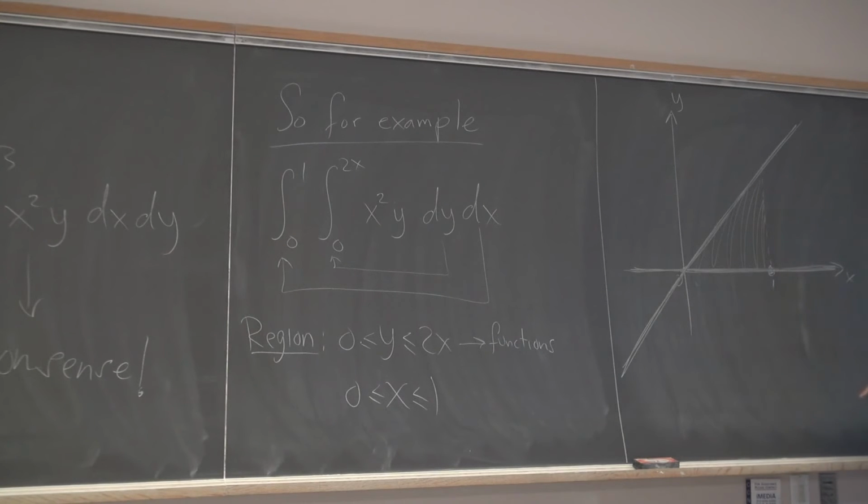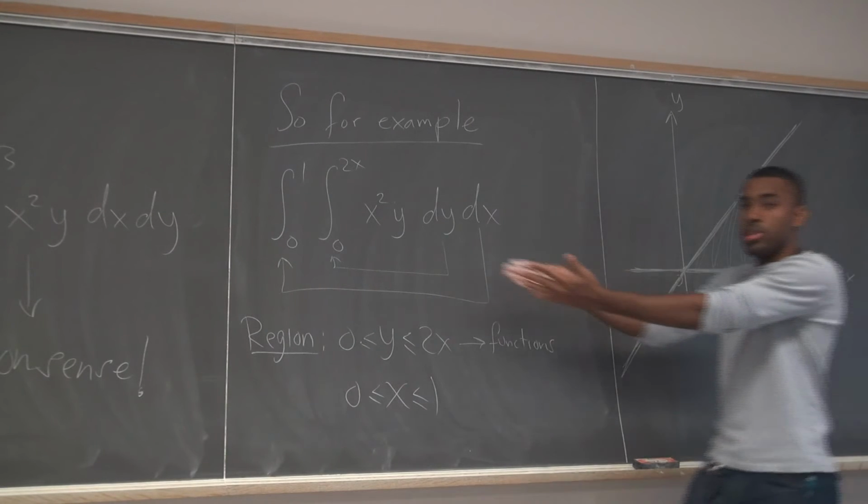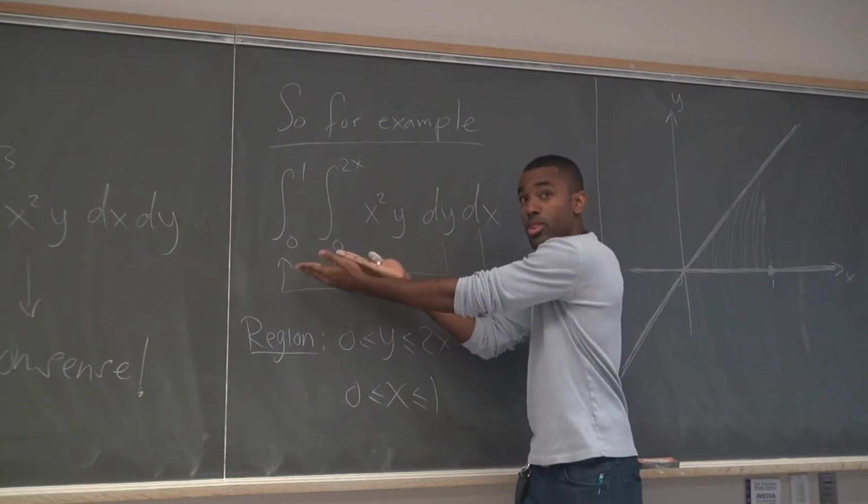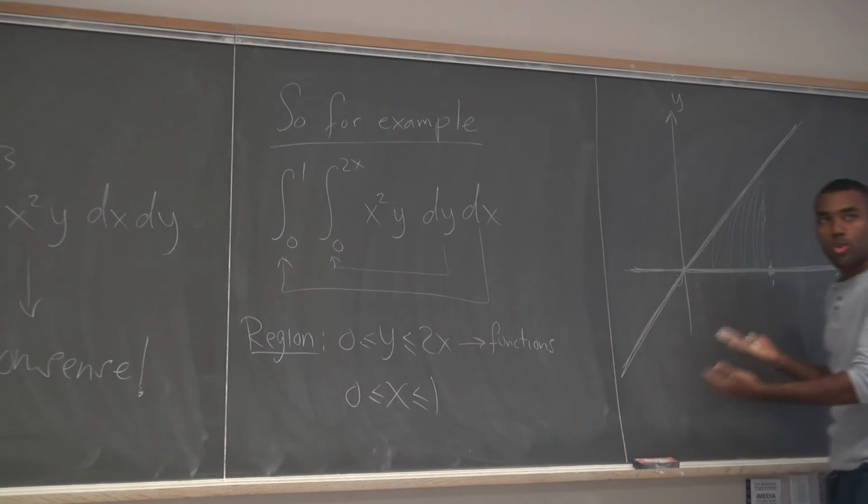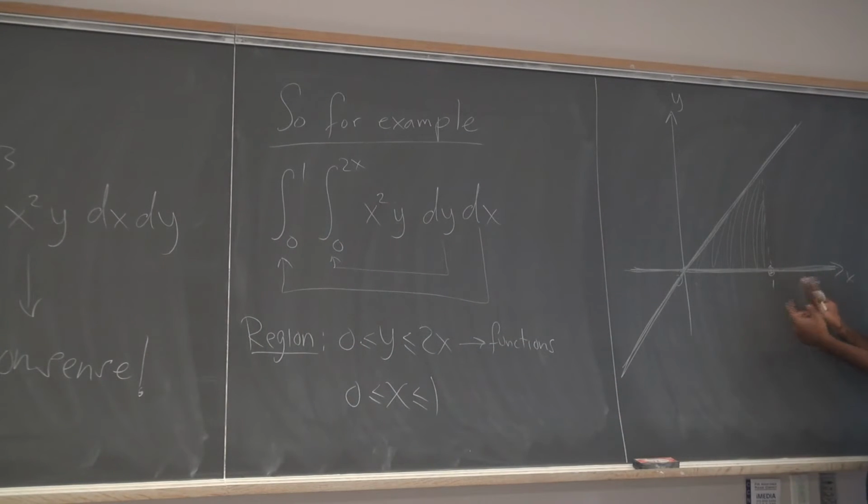Now, the important thing is, you need to be able to go either way. If I describe a region to you, you should be able to set up the integral limits. And if I give you the integral limits, you should be able to figure out what region I'm talking about, right? It's going to be important for you to know how to go in both directions.